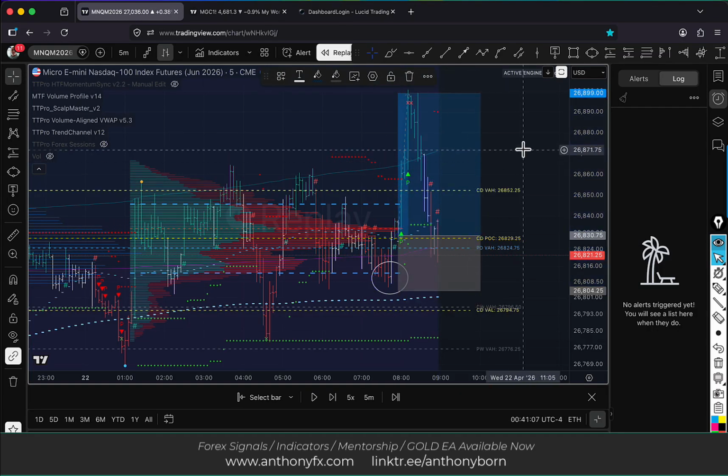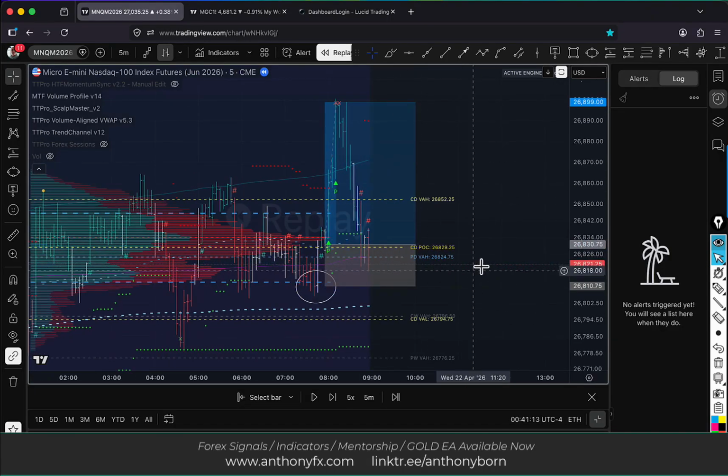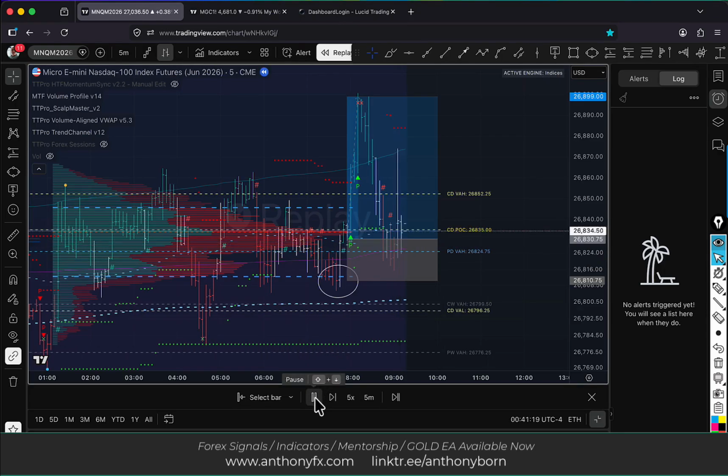Okay, but that's that one. Stop under the volume profile. Now we're looking for the next buy. Watch out now, because that spiked back. You've got to watch out for the stop runs. But let's just run it.